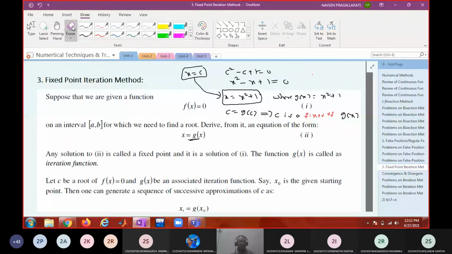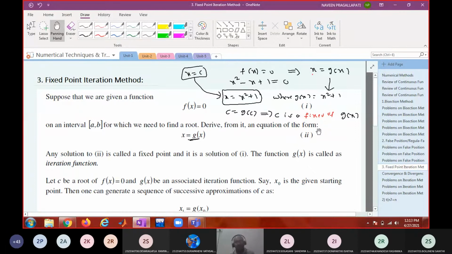So this is an equation given. What equation is given? The equation is given in the form f of x equal to 0. You are rewriting this equation as x equal to g of x, where g of x is like this. So finding the root of this equation is nothing but finding the fixed point of the function g of x. Do you agree? Do you follow?